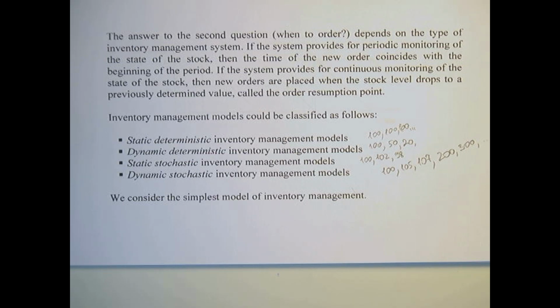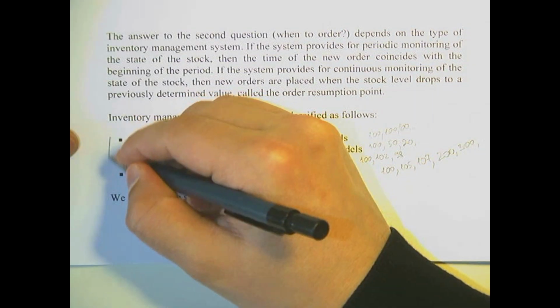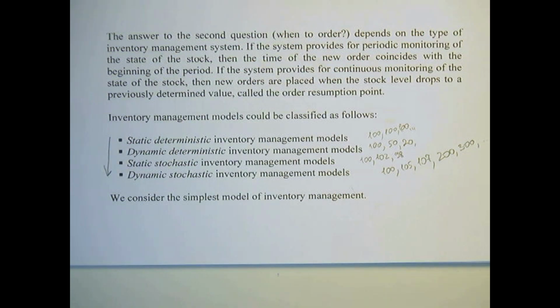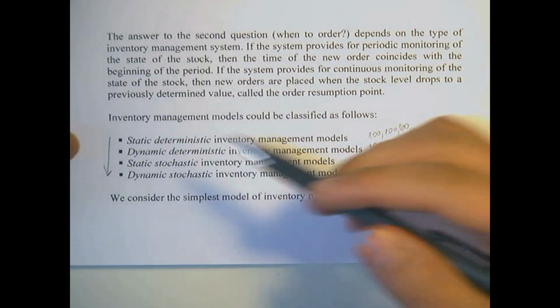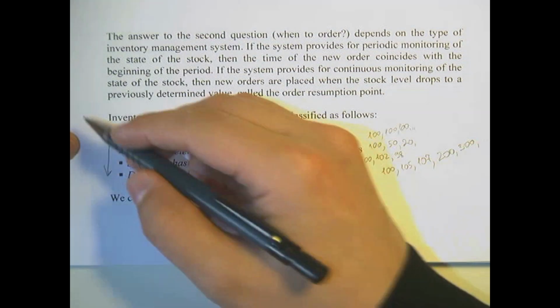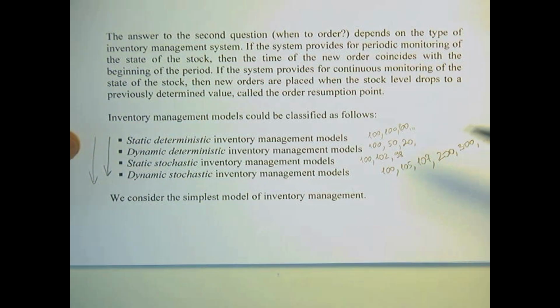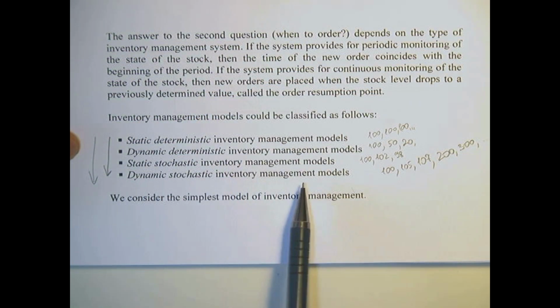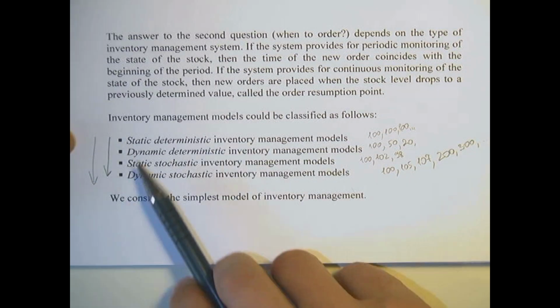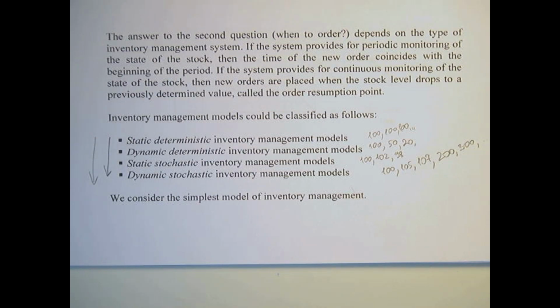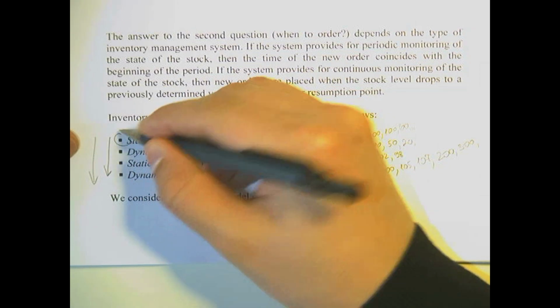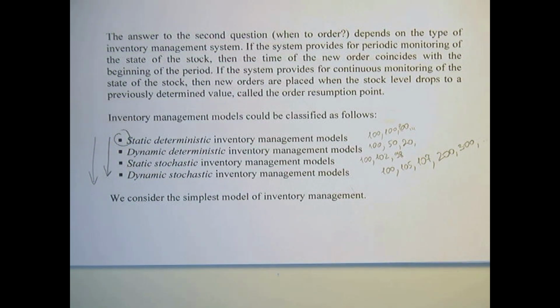So complexity increases from the top to down. I mean, the complexity of mathematical models increases. But from another point of view, practical implications also increase from top to down. So dynamic stochastic inventory management models are closer to reality than the first one. But nevertheless, in our course in quantitative methods of decision making, we will consider only the static deterministic inventory management model.